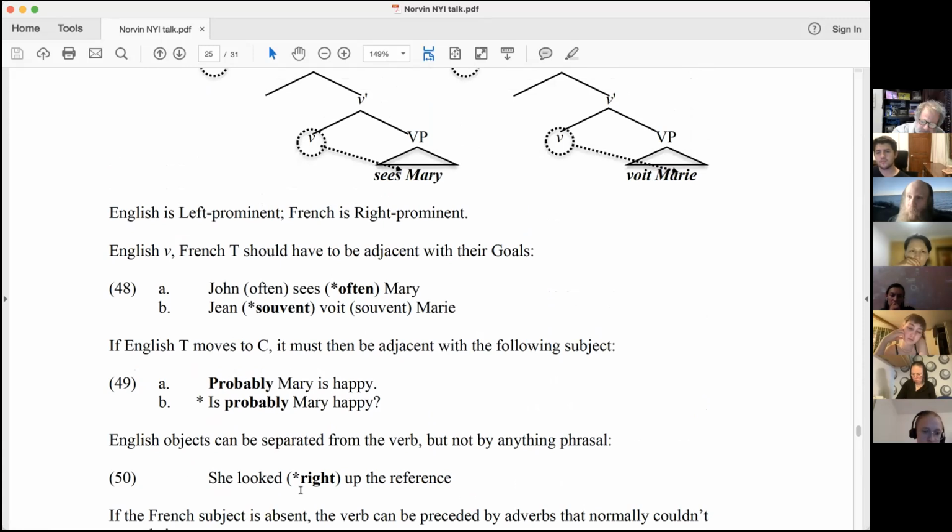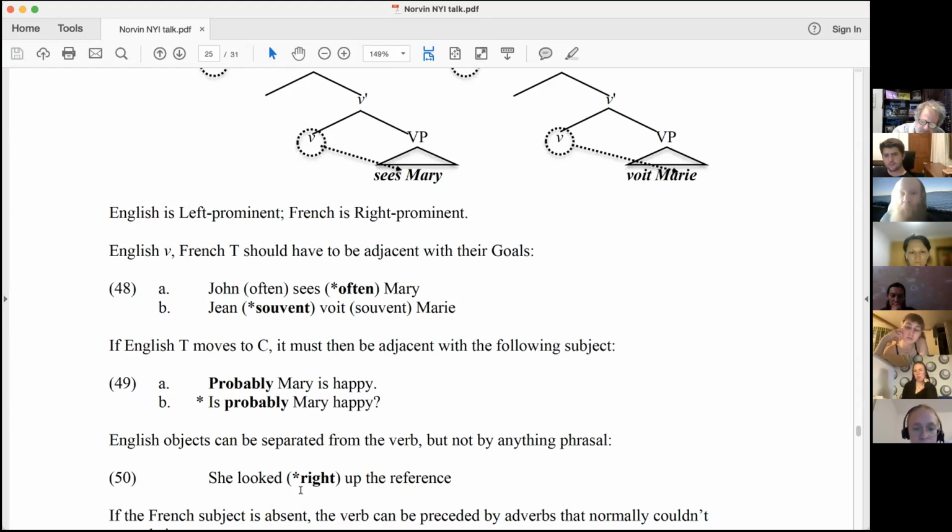In the account that I'm showing you here, it's not about accusative case versus nominative case. It's about probes that precede their goals versus probes that follow their goals. So English T, in a left prominent language, can be separated from the subject by an adverb because, well, John is to the left of often in 48a. So John will be more prominent than often. Often can separate John from T. If that's the right way of talking about it, if it's not a difference between nominative and accusative case, but a difference between probes that precede their goals and probes that follow their goals, then if we arrange for T to precede its goal in English, then we will see adjacency requirements again. And that is what we see.